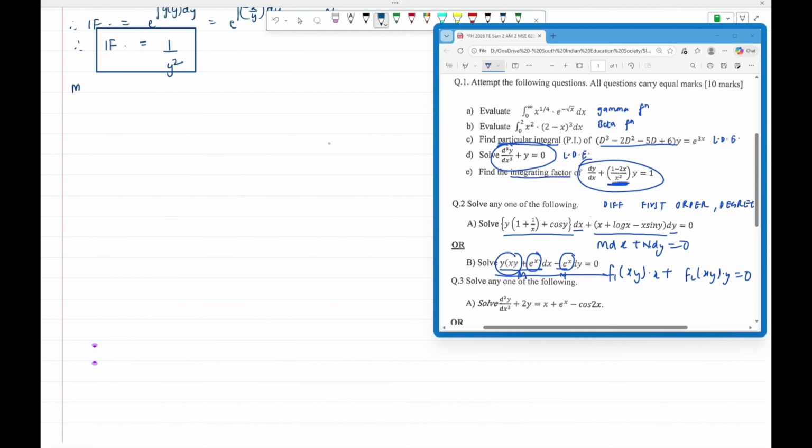Now next we are going to multiply the given differential equation by the integrating factor, and we are going to get y times (xy plus e raised to x) divided by y squared dx, then minus e raised to x divided by y squared dy is equal to 0. This differential equation is exact.